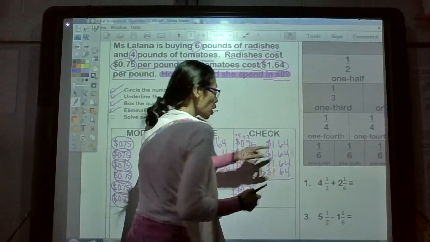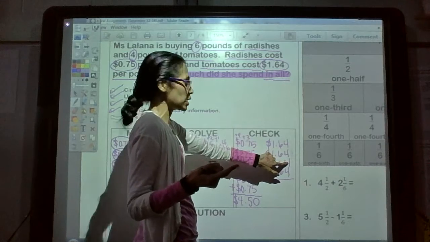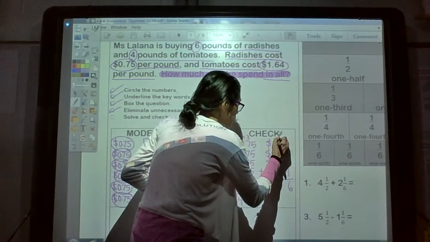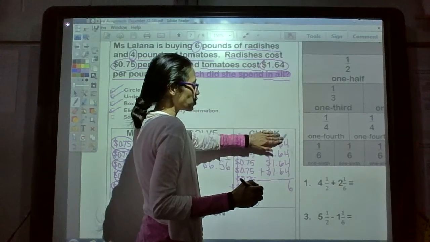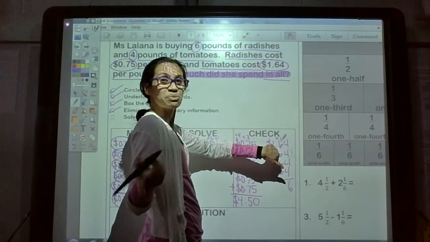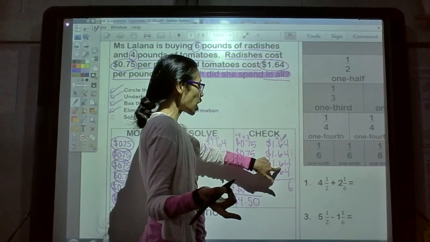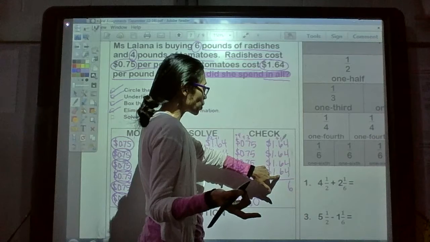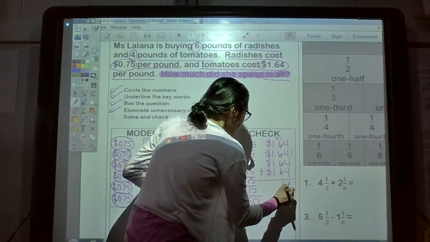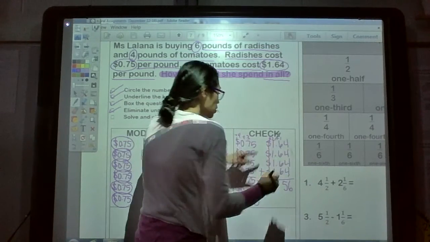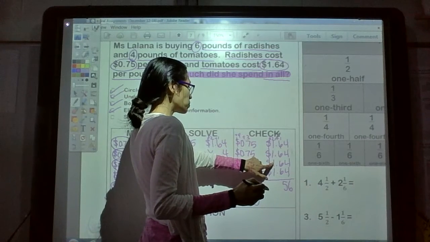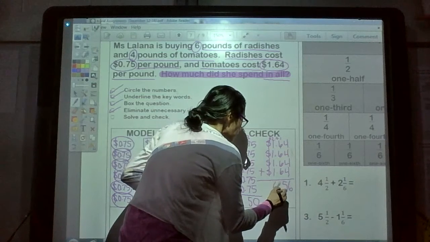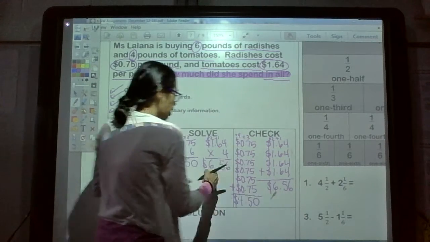Add that together. 4 plus 4 is 8, plus 4 is 12, plus 4 is 16. Write the 6 plus 1. 6 and 6, it's like skip counting by 6. 6 and 6 makes 12, plus 6 is 18, plus 6 is 24, plus 1 is 25. The 5 plus 2. 1 plus 1 is 2. That's 3. That's 4. That's 5 and 6. $6.56. Bam! We have that right.